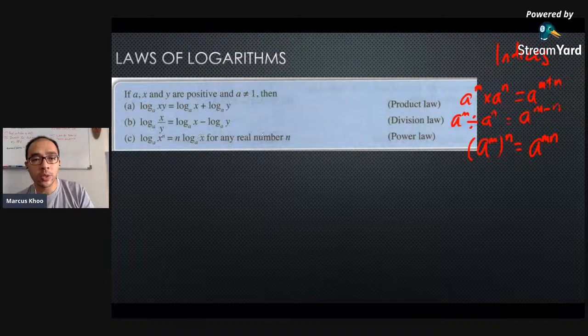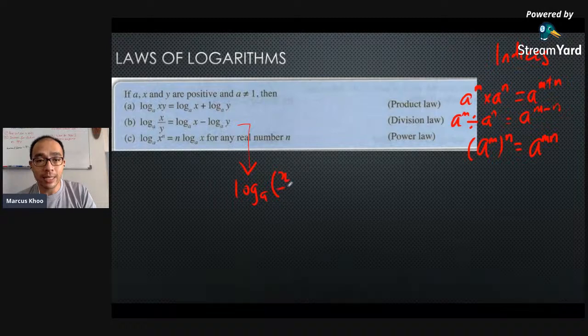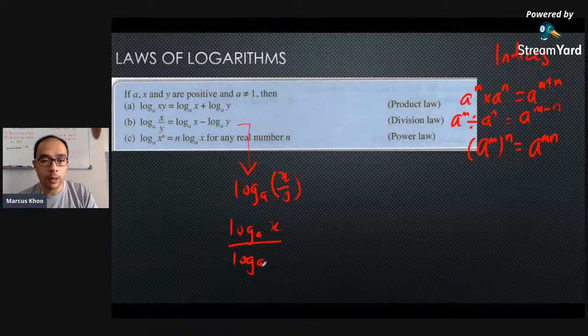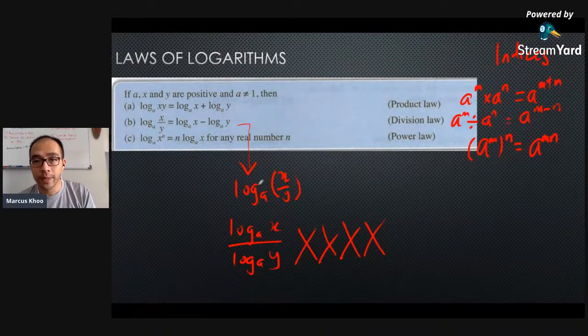Now, I want to mention this one because a lot of people always make mistakes here. So log A, this is the one that is divided. It is not the same as this. This is a different story. This and this are not the same thing. This is log AX divided by the whole thing log AY. This is a different story, we don't talk about this.